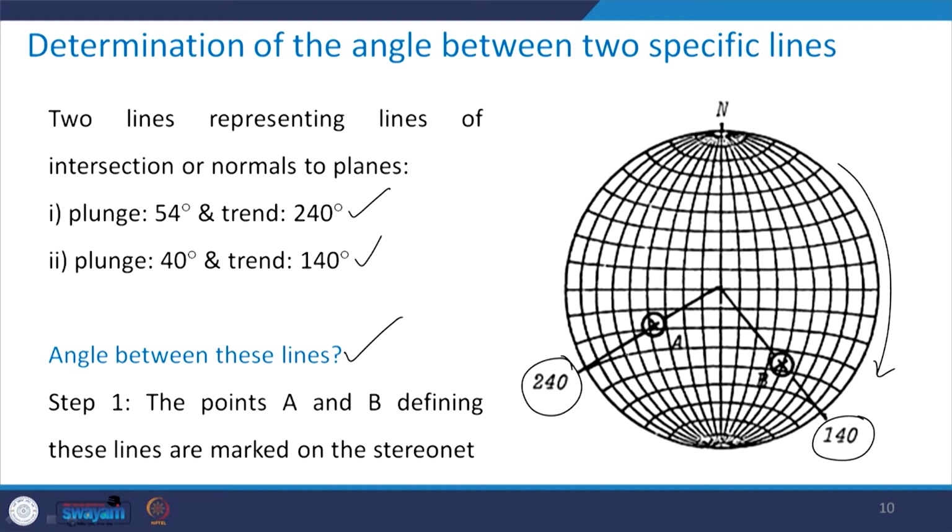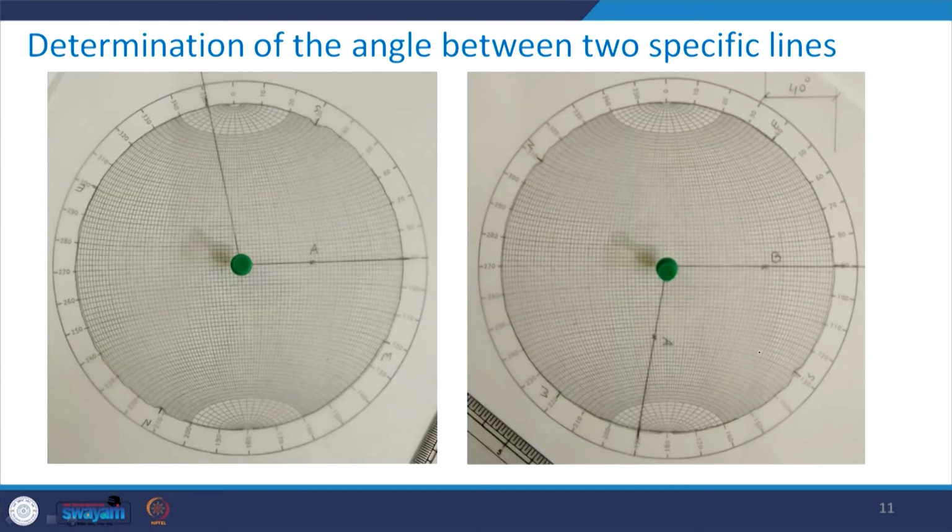So, first of all we have this trend. Now, the question is how to locate these points A and B. Let us see. What is done here is we have this 240 degree mark which was there. I rotate the circle so that 240 degrees is matching here, and then I count from here, like 54 degrees was the angle. So, 10, 20, 30, 40, 50 and then 2 marks.